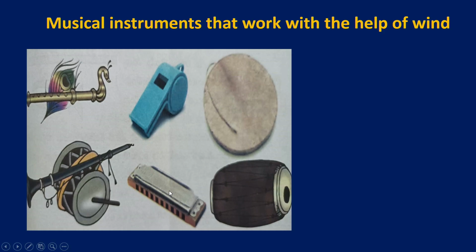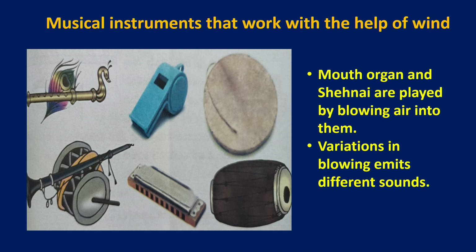And this device is called oral instrument. With the help of it, we can produce several sounds. Now this device is called mouth organ. With the help of it, we can produce various types of sounds.